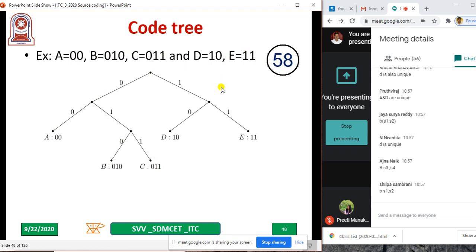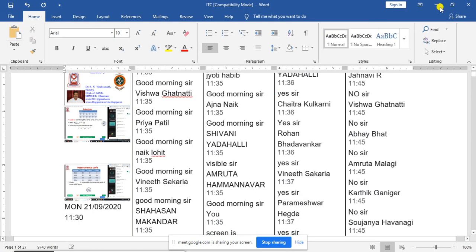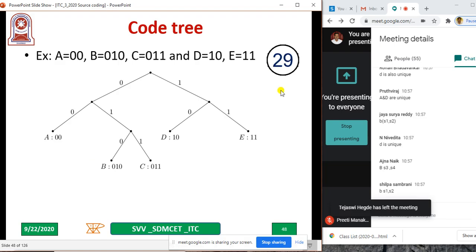Copy down this, and try to understand how to write a code tree if the codes are given, or how to write the codes if the code tree is given. You should know how to do it both ways. For example, D: at the beginning only 1 is there, so from the origin go right, and 0 is left. E is 11: from the origin right, and one more 1 to the right.